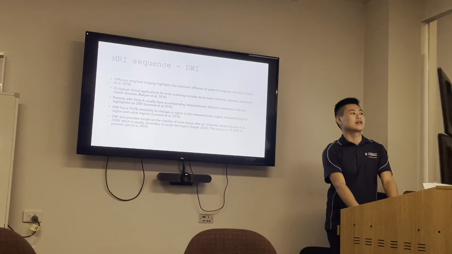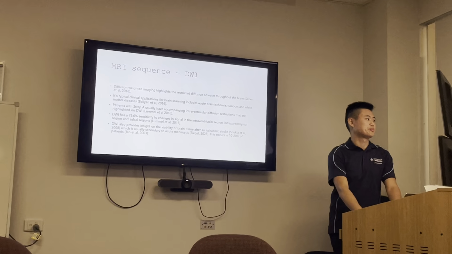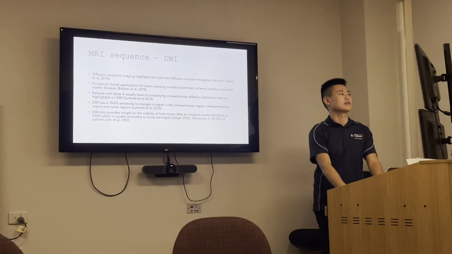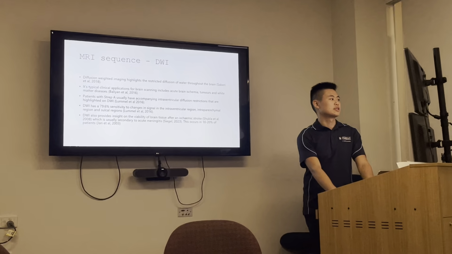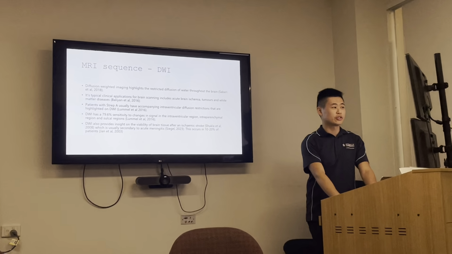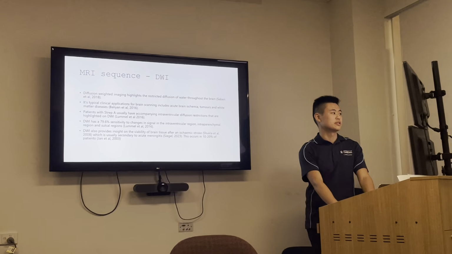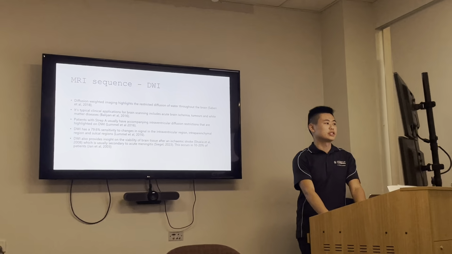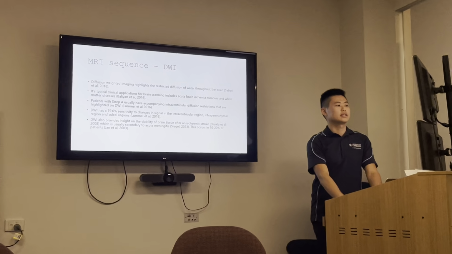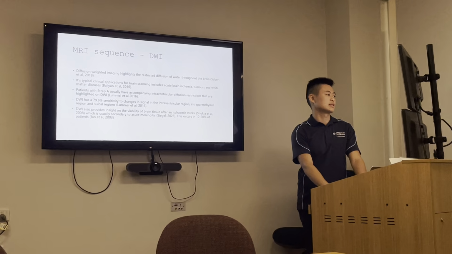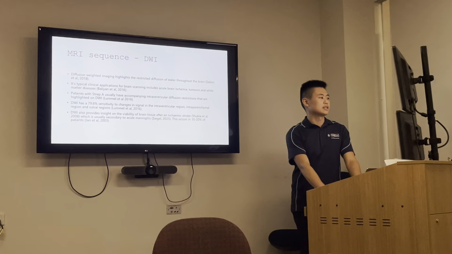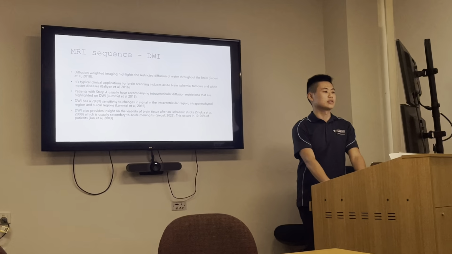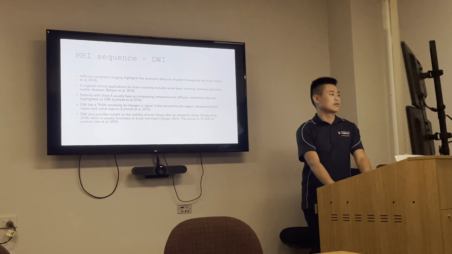Diffusion weighted imaging highlights the restricted diffusion of water through the brain. Its typical clinical applications for brain scanning include acute brain ischemia, tumors, and white matter diseases. Patients with strep A usually have accompanying intraventricular diffusion restrictions that are highlighted on diffusion. Diffusion has a 79.6% sensitivity to changes in signal in the intraventricular region, intraparenchymal region, and sulcal regions. Diffusion also provides insight into viability of brain tissue after ischemic strokes, which is usually secondary to acute meningitis. This occurs in 10 to 20% of patients.